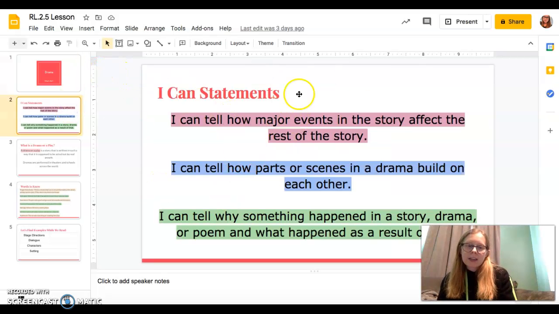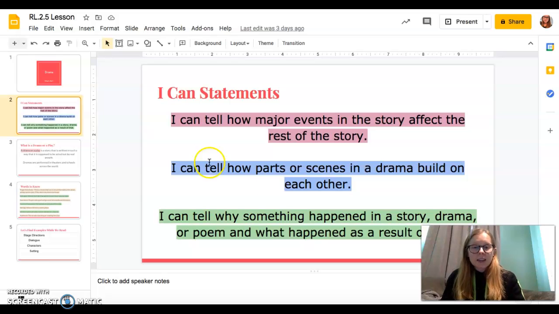So, our I can statements this week are: I can tell how major events in the story affect the rest of the story. I can tell how parts or scenes in a drama build on each other. And I can tell why something happened in a story, a drama, or a poem and what happened as a result of that. So we're really focusing on what happens in the story, like the beginning, the middle, and the end, telling what happened and telling what led to each event. So something happened and then what happened because of that.